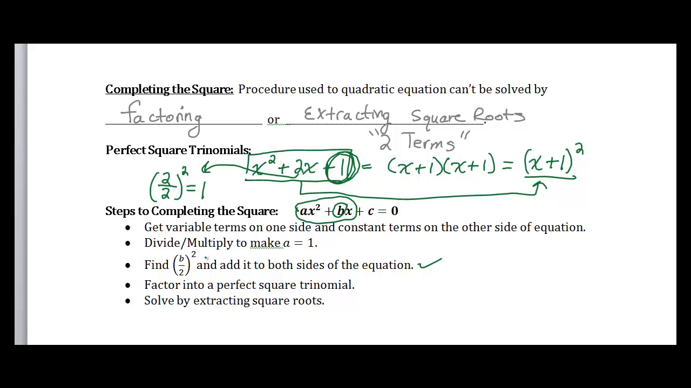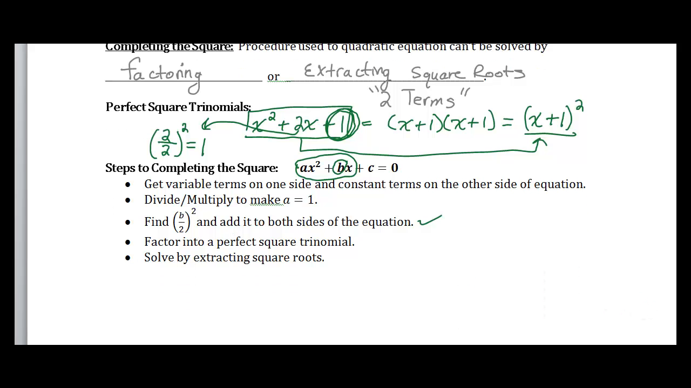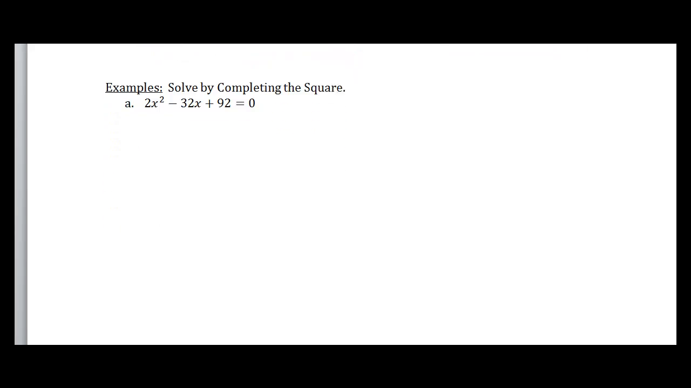Then we're going to factor into a perfect square trinomial, and then we're going to solve by extracting square roots. We're going to look at one example of this. It is going to take some practice, but it's always going to be pretty much the same. All right, let's look at this example: 2x squared minus 3x plus 92 equals 0. I want to solve this by completing the square.